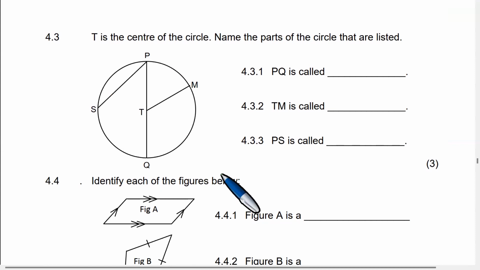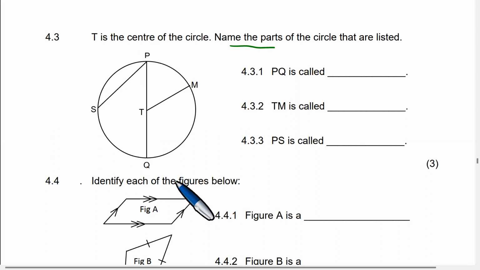P is the center of the circle. Name the parts of the circle that are listed. PQ. What part of the circle is PQ? So you need to name the parts. Are you able to see PQ? Yes, sir. What is it called?